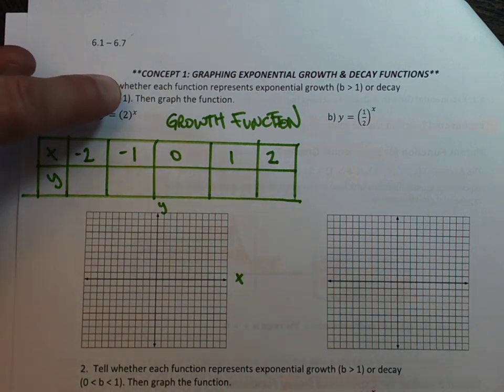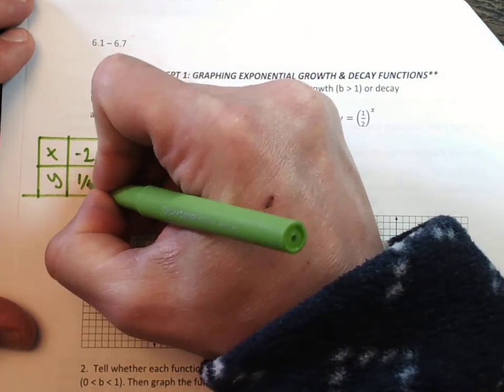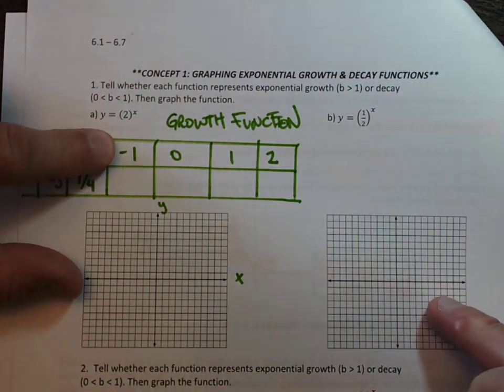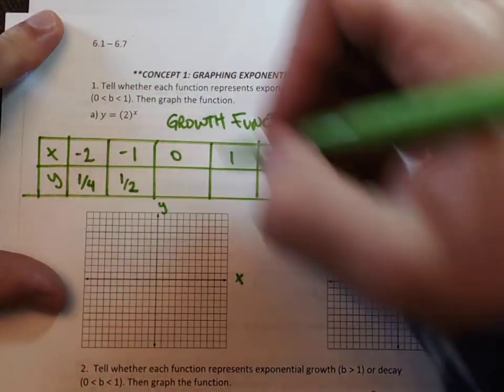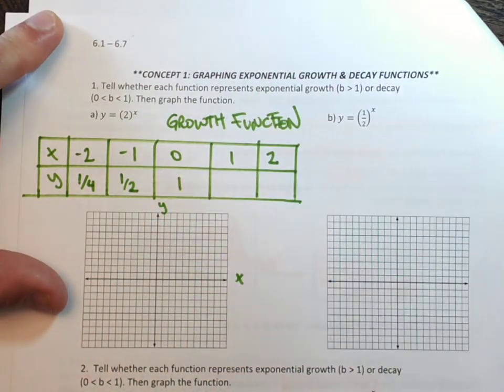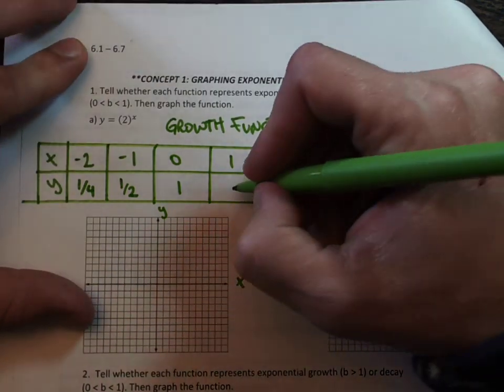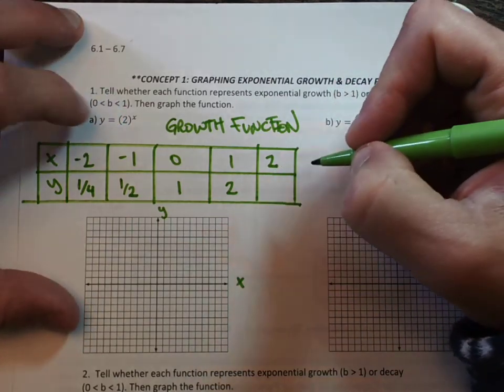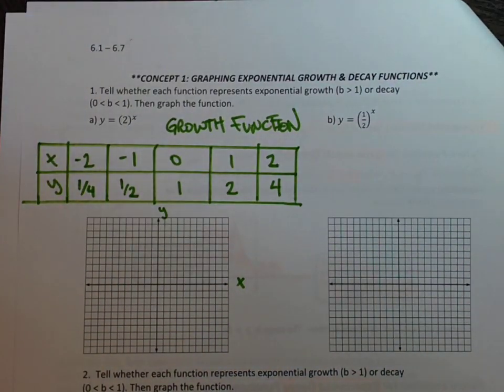When I do that, a negative exponent is going to make a fraction. It's going to be 1 over 2 squared, and that's 1 over 4, 1/4. Negative 1 in there, that's 1 over 2, or 1/2. Put 0 in there, anything to the 0 power is 1. Put 1 in there, 2 to the first power is 2. Put 2 in for x, 2 squared is 4. Now I have my 5 points.